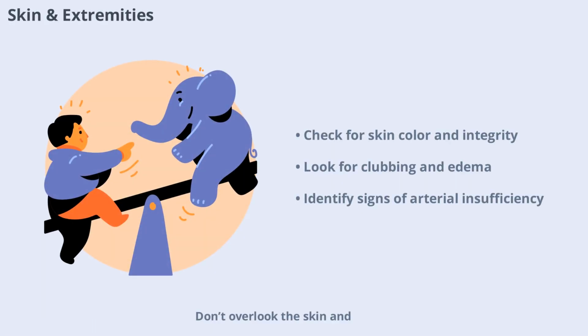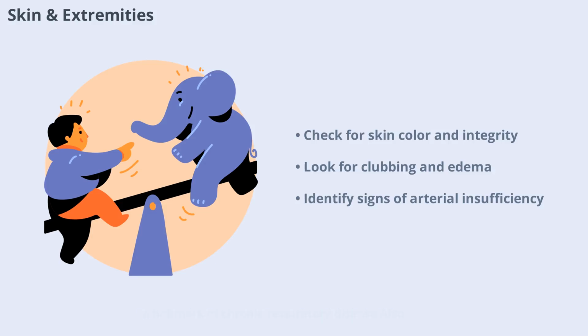Don't overlook the skin and peripheral extremities during your assessment. Check for pallor, excessive sweating, cyanosis, scars, or signs of pressure injury. Look for arterial insufficiency, which may present as dry, scaly skin, thick nails, or localized hair loss.